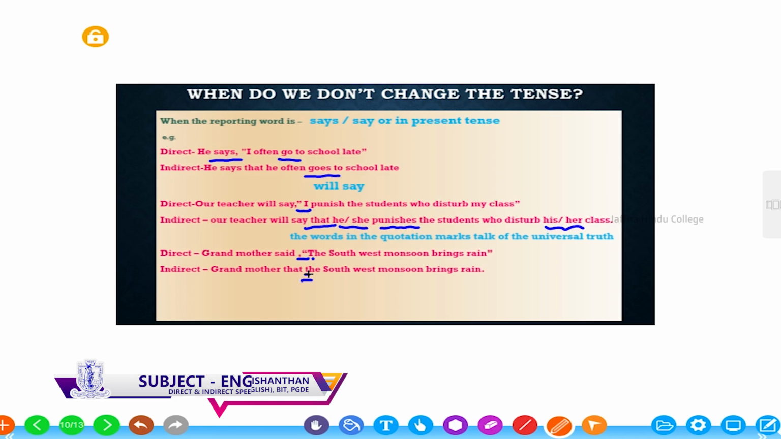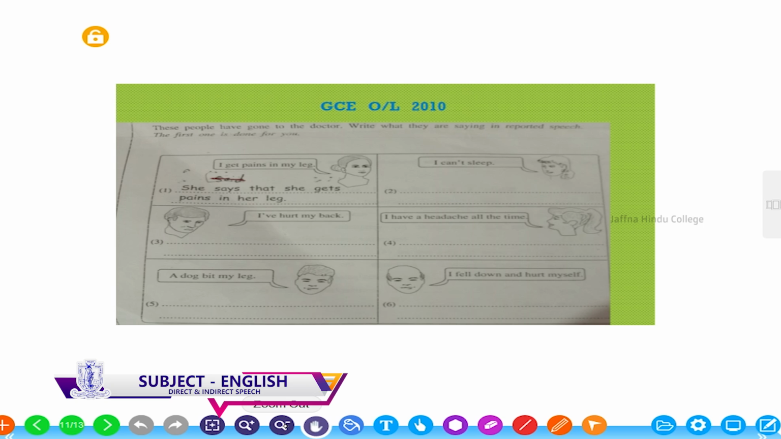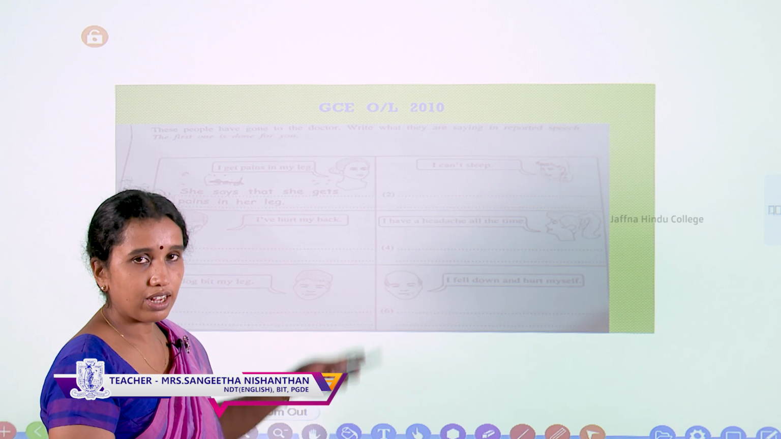There are no changes. This is the question in the 2010 GCE O-level final examination. They gave the instruction only. These people have gone to the doctor, write what they are saying in reported speech. The first one is done for you. Only in the example they mentioned that the reporting verb is says and the tense does not change. So, according to the example you have to follow that. So, the reporting verb is says and the tense does not change.